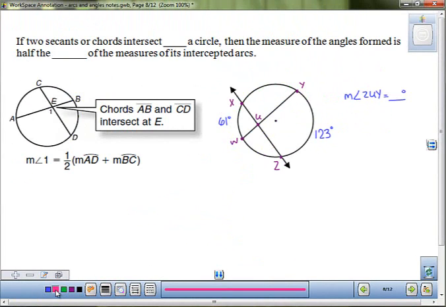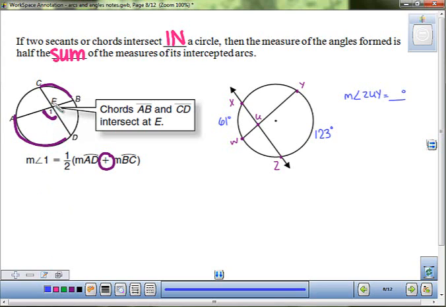Second angle relationship: if two secants or chords intersect in a circle, then the measure of the angles formed is half the sum of the measure of its intercepted arcs. Again, you have an image with the equation kind of drawn out for you. This angle 1 intercepts arc AD and CB, those two chords. Sum means to add. So I would add up the measures of the two arcs and take half, and that would give me the measure of angle 1.